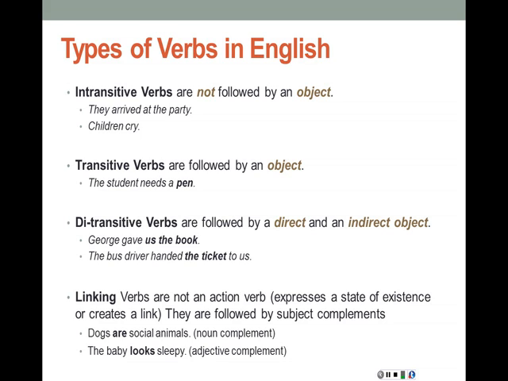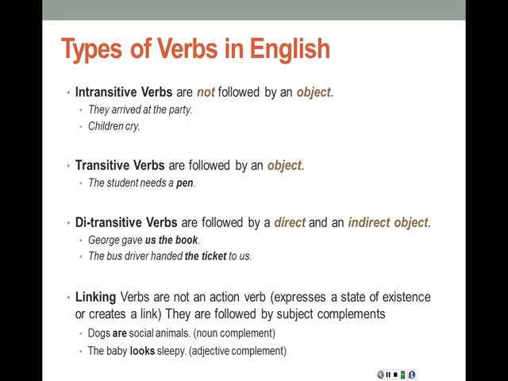For example, dogs are social animals. Dogs equal social animals. They are the same thing. They are linked together. This is a different relationship than transitive verbs. A complement tells you what the subject is being.